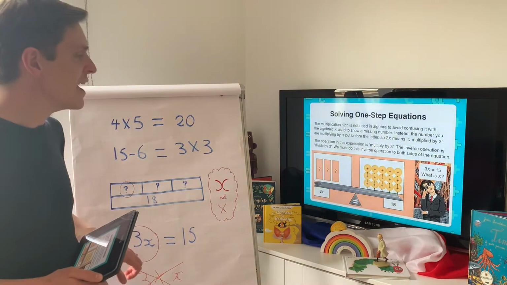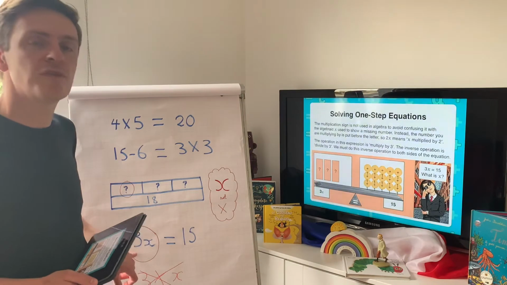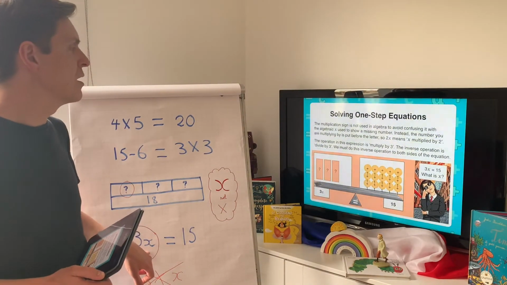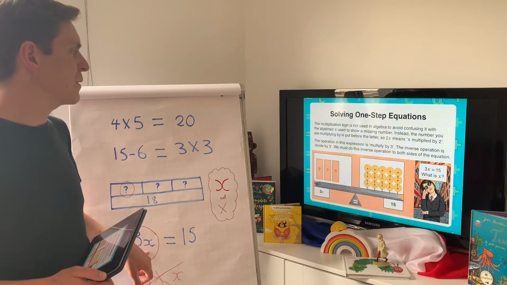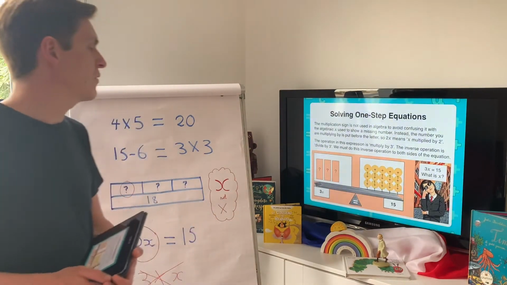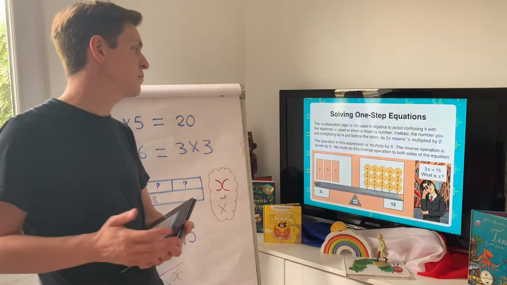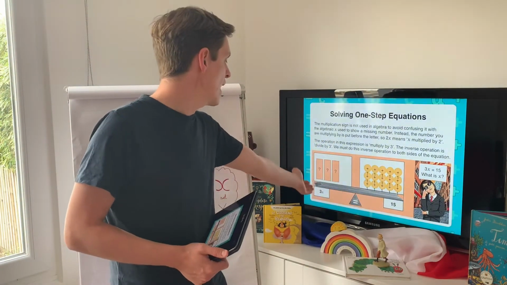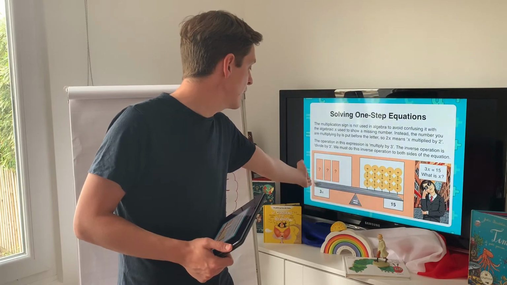As I mentioned a second ago, we're going to look at one that's got a number with the x next to it, which means multiply. So the expression is multiply by 3. The inverse operation is divide by 3. We must do this inverse operation to both sides of the equation. So I've got 15 this side, and I've got 3x here.